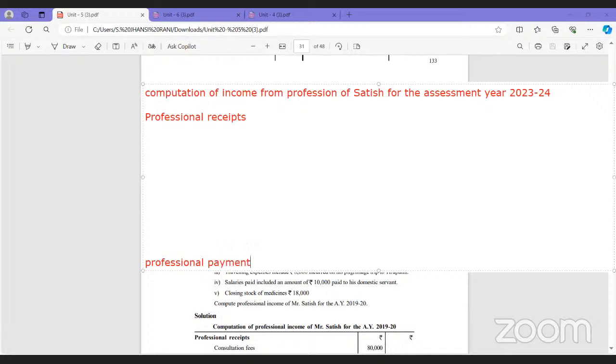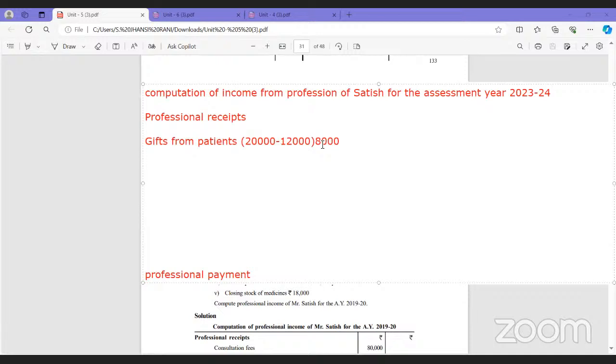Now, whatever receipts are there, we write under receipts one by one, and whatever payments, we write under payments. For example, under receipts, we had gifts from patients. Patients gave gifts of 20,000, but does this 20,000 belong to professional receipts? No. Why? Because 12,000 of it was given by his father. So I will deduct that amount. The gifts from patients are only rupees 8,000. I'll write 8,000 only in the amount column under professional receipts.